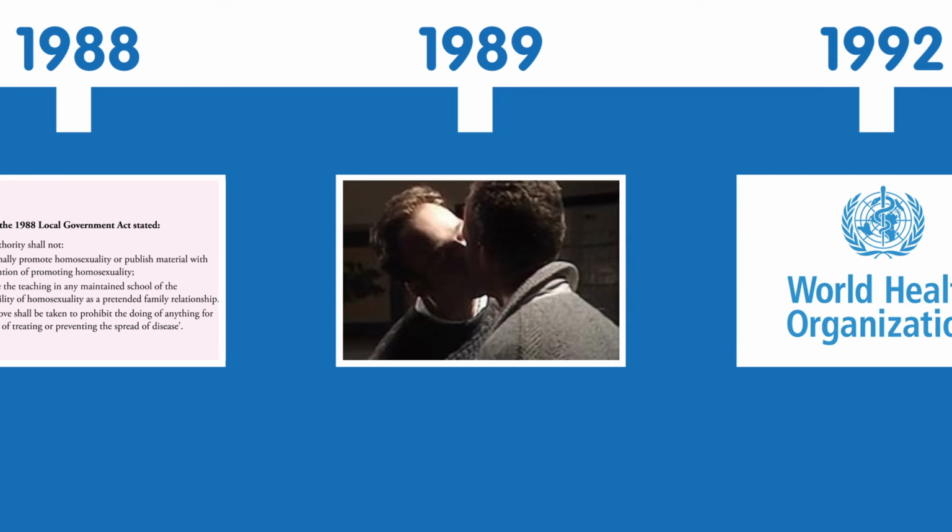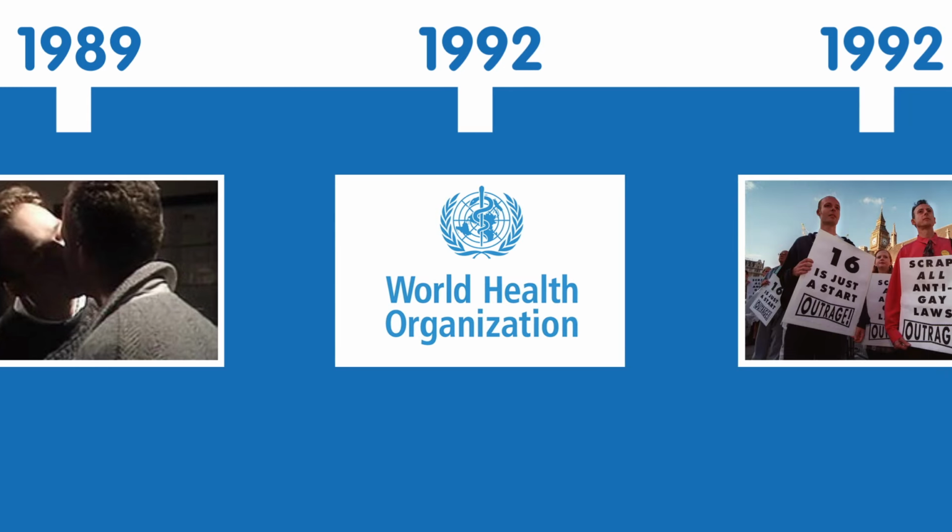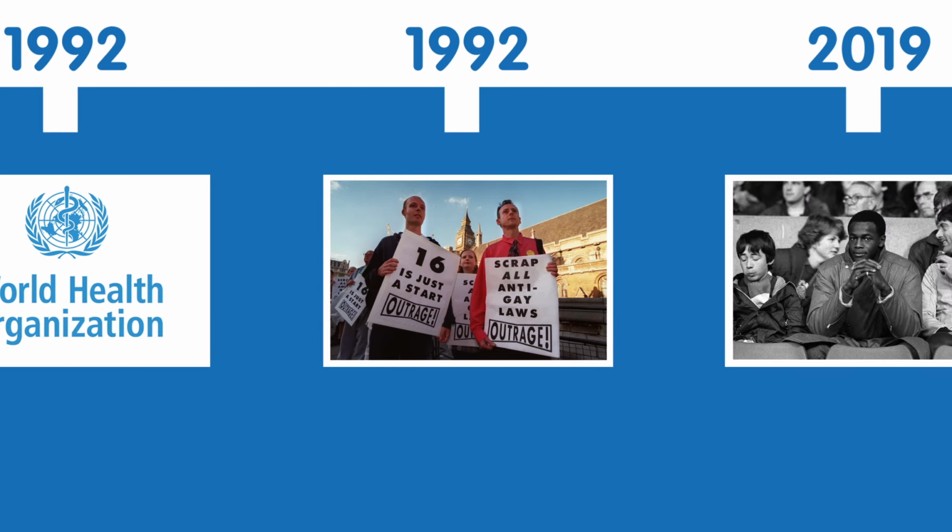In 1989, we saw our first gay kiss on EastEnders. In 1992, the World Health Organization declassified homosexuality as a psychological or behavioral disorder. Also in 1992, the age of consent for same-sex relationships became equal with heterosexual relationships.